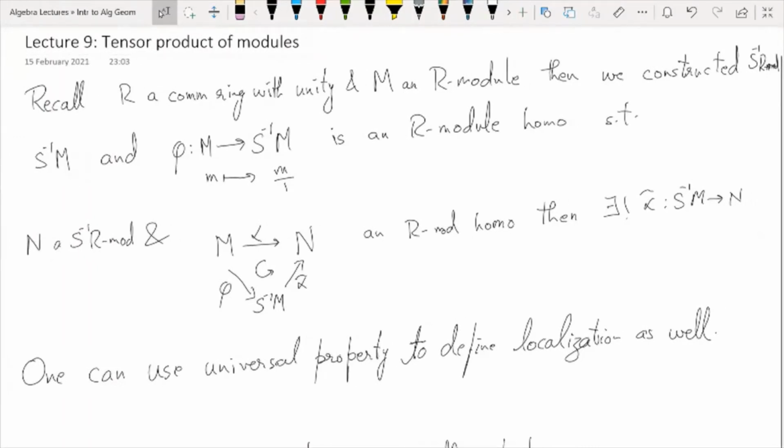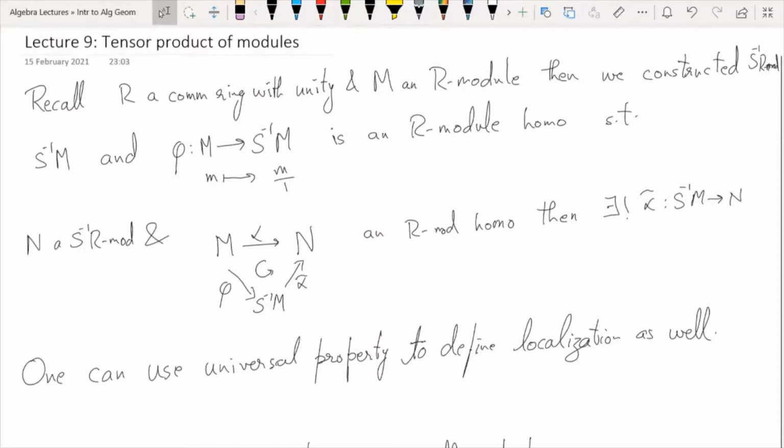So it's also an R module, because any S inverse R module is an R module because of the natural map from R to S inverse R. And it came with this map phi from M to S inverse M, which sends m to m over 1, and this map is R linear. So it is an R module homomorphism.